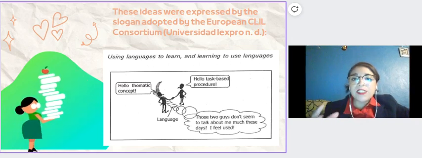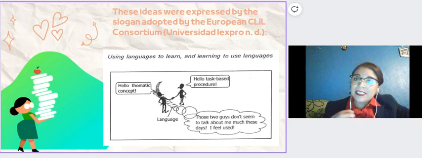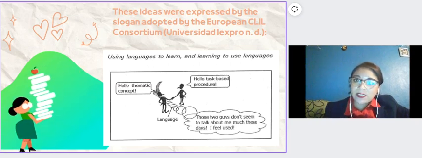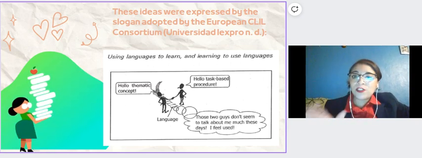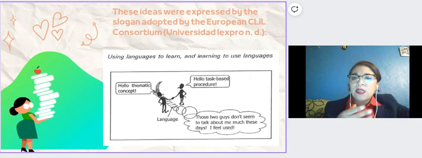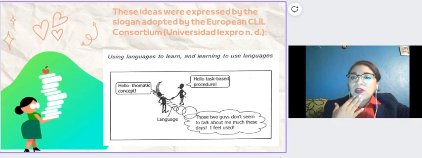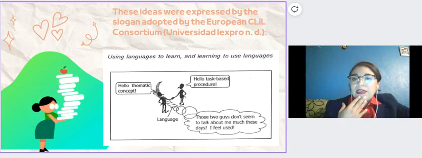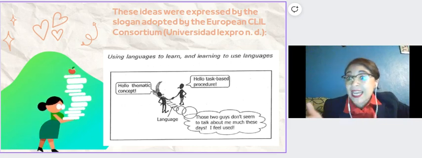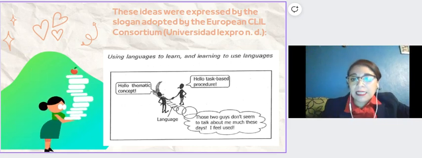So in here you can see that the task-based procedure is saying hello to the thematic concept, but none of them is paying attention to the language, and that's why the language is thinking, oh, those guys don't seem to talk about me these days. I feel so used. And yes, that's what we do. That's the main goal of everything.